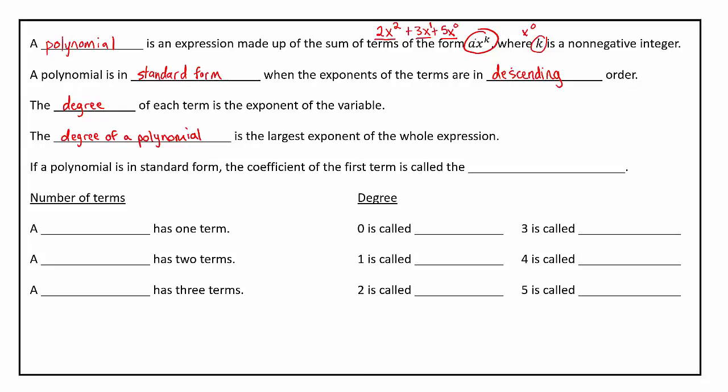If a polynomial is in standard form, the coefficient of the first term is called the leading coefficient. You may or may not be super familiar with the word coefficient. In general, a coefficient is the number in front of x.